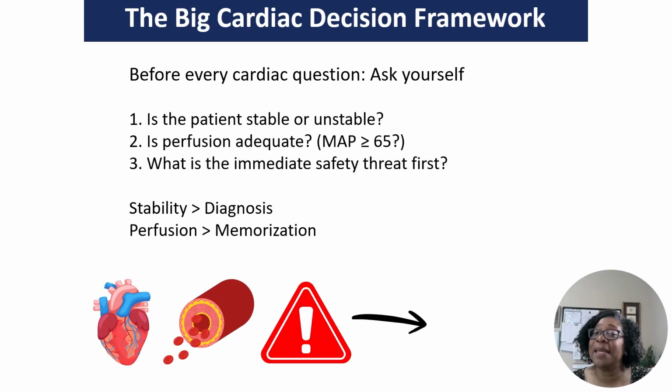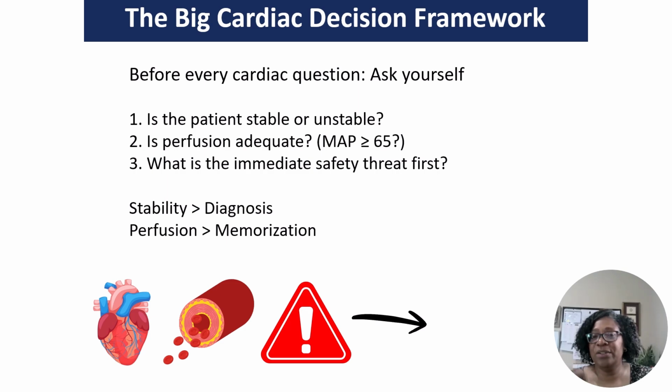So before we can begin, let's look at a decision framework. Now, every cardiac NCLEX question can be filtered through three questions. Number one, is the patient stable or unstable? Is the perfusion adequate? And what is the immediate safety threat? Cardiac is not about memorization, technically. It's about stability and perfusion. So if the brain and the organs are not being perfused, nothing else matters.